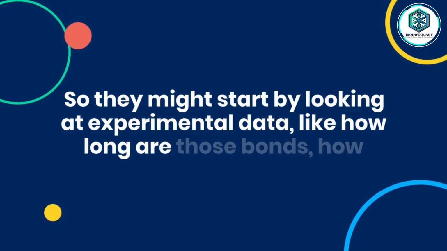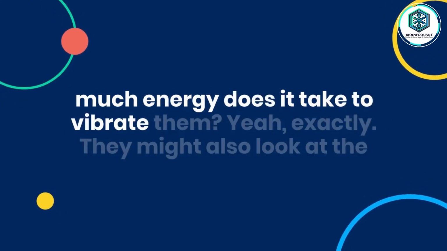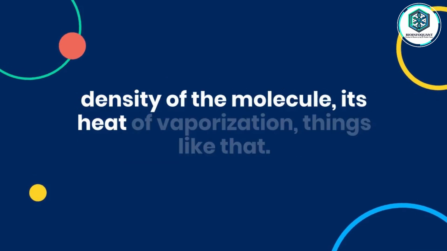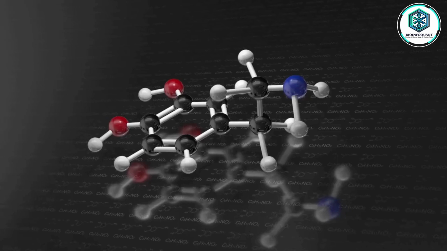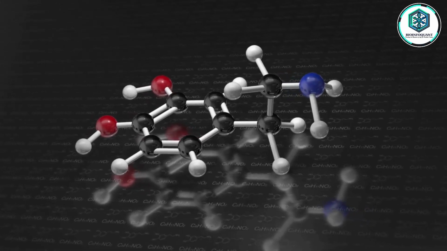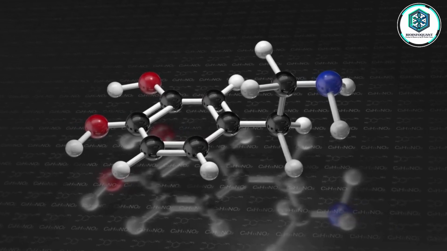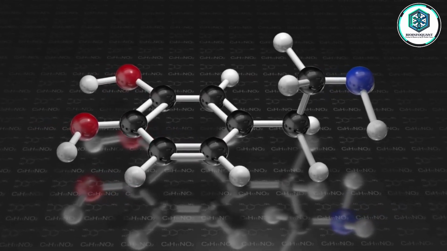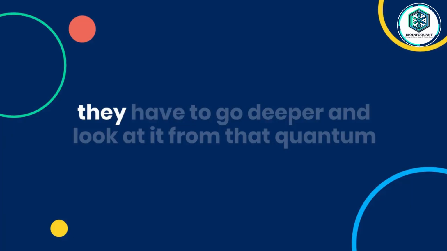best values. So they might start by looking at experimental data, like how long are those bonds, how much energy does it take to vibrate them? Exactly. They might also look at the density of the molecule, its heat of vaporization, things like that. So it's like gathering clues from the real world to try and build a model that matches, right? Absolutely. But experimental data can only take us so far.